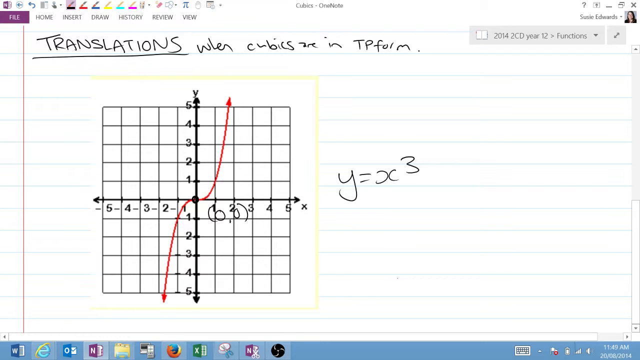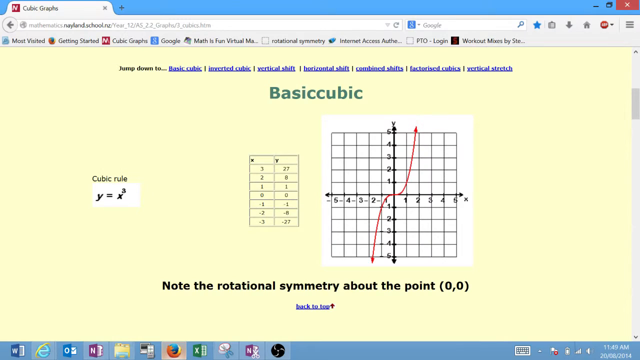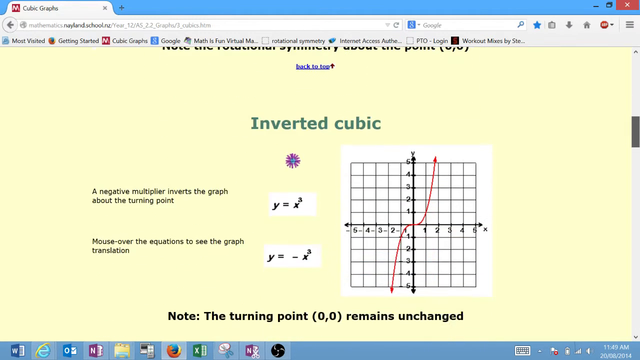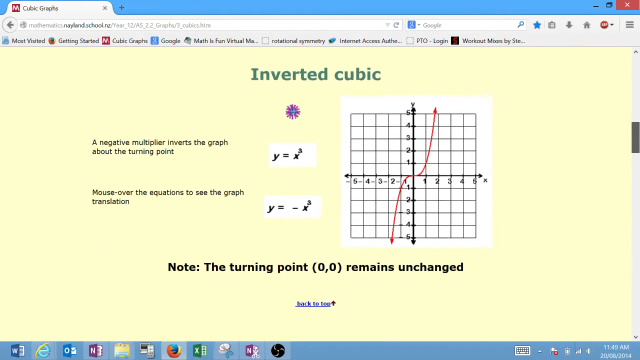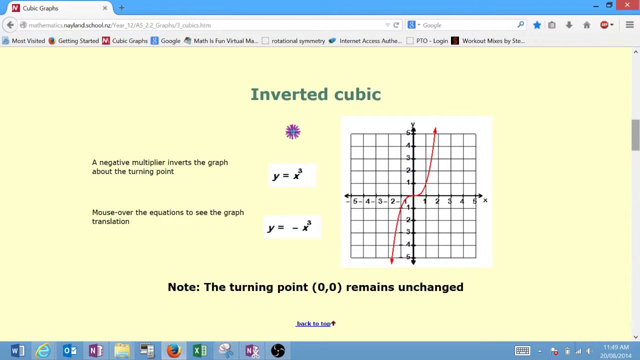All right, so let's have a look at what happens when we change from y equals x cubed to y equals negative x cubed. What's going to happen? It's going to be inverted, okay? So it's going to have a negative shape. We've already looked at what a negative shape looks like. So if you have a look, this is positive. This is negative. You see the difference? Negative, positive, negative. Okay? So it's inverted.